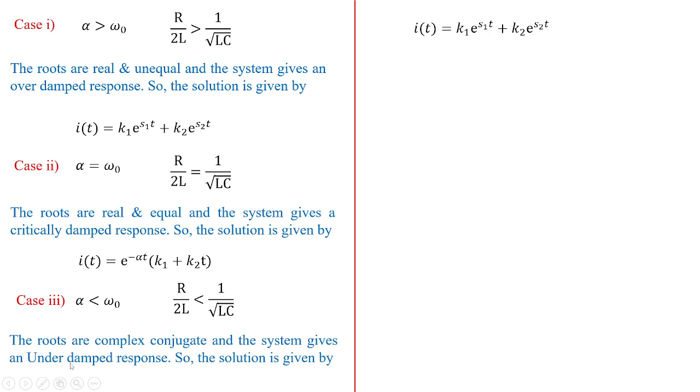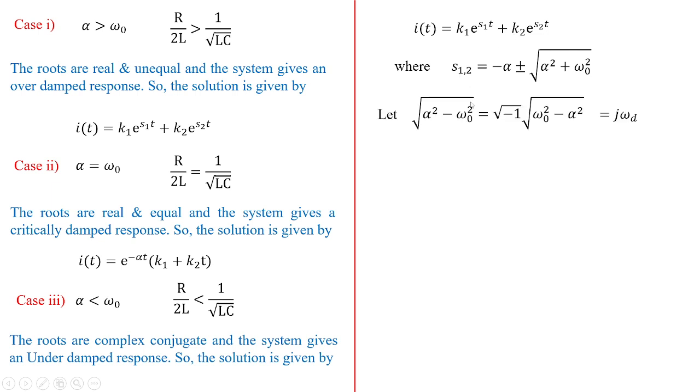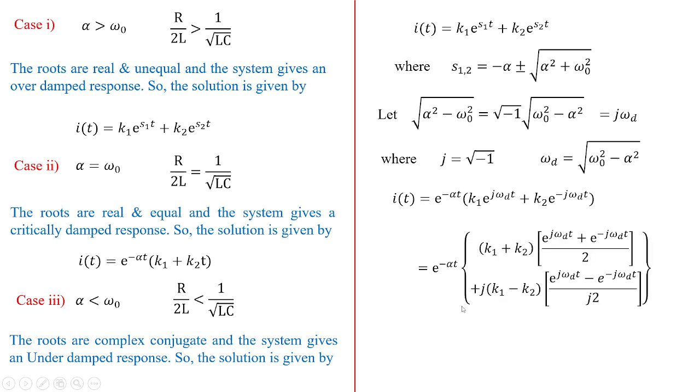And for the third case, the roots are complex conjugate and the system is treated as an underdamped system. And the solution for this is obtained to be i of t is equal to k1 e to the power of s1 t plus k2 e to the power of s2 t. Again, s1, s2 roots are classified as minus alpha plus or minus j omega d, where omega d is equal to under root of omega naught square minus alpha square. And the solution of i of t, if you elaborate, becomes e to the power of minus alpha t of k1 plus k2 cos omega d t plus j k1 minus k2 sin omega d t.